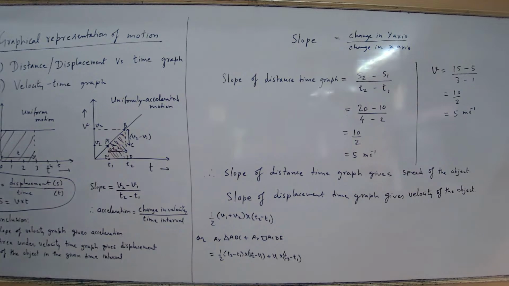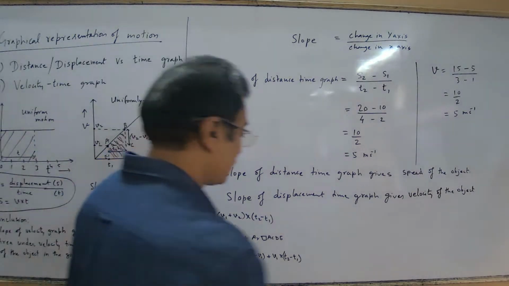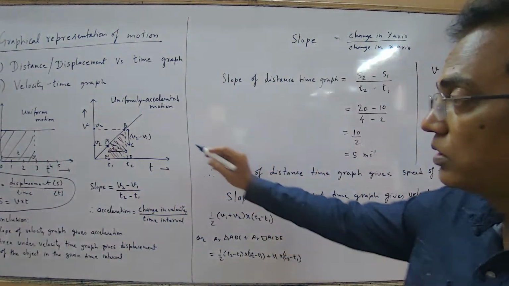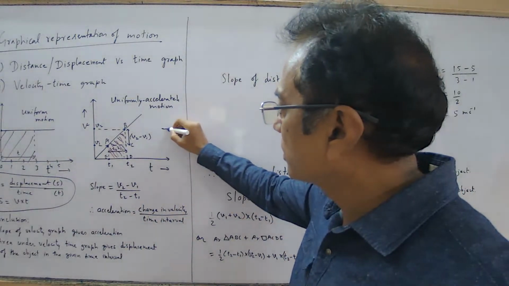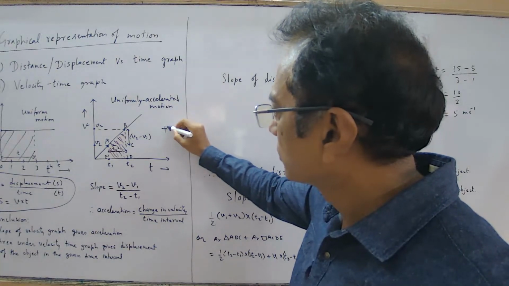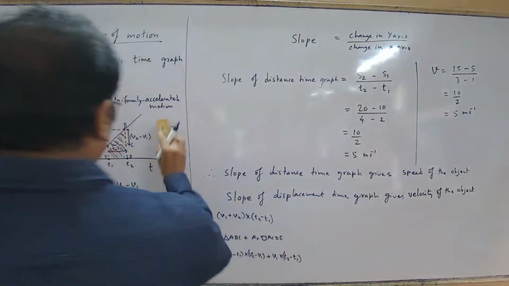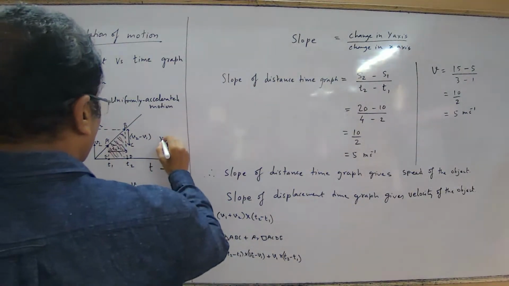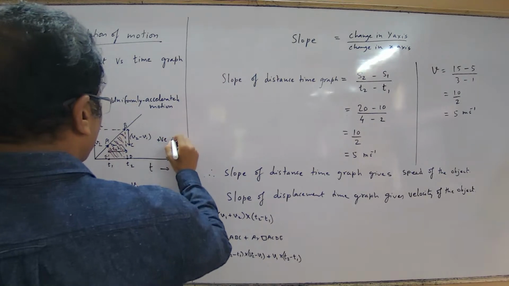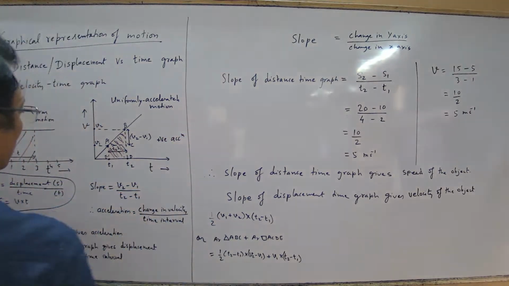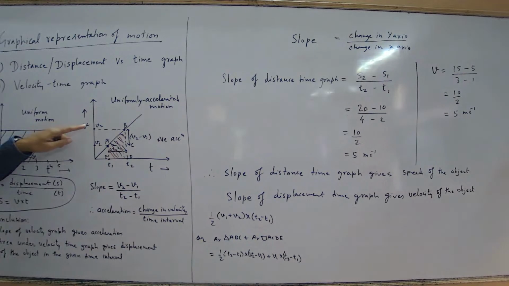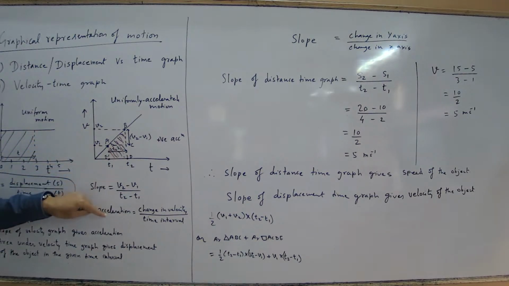Okay, there are some more graphs. Now this is a case of positive acceleration. Why positive acceleration? Because V2 is greater than V1, so this will always be positive. When V2 is less than V1, that time it will be negative.